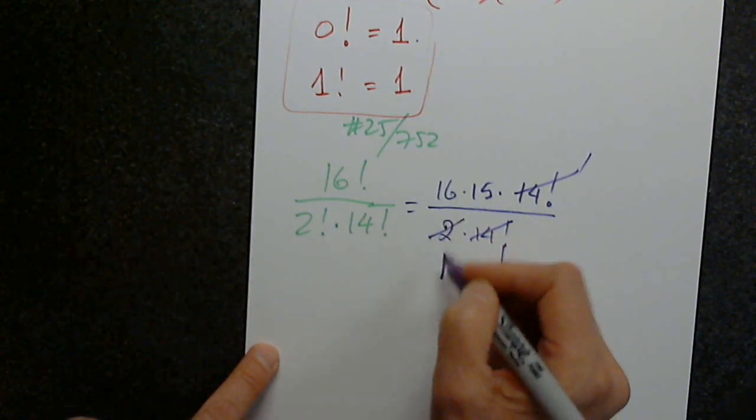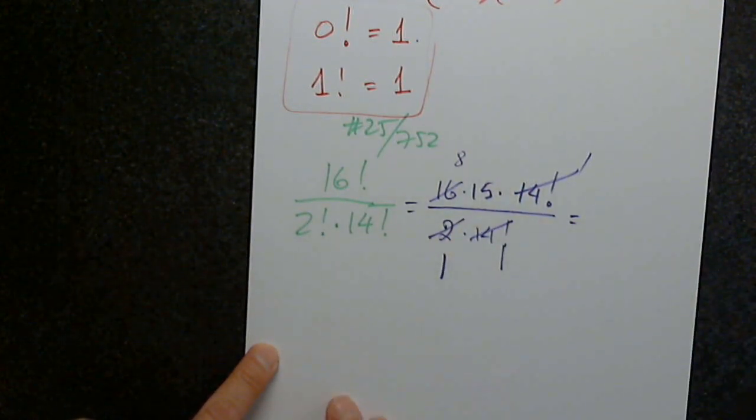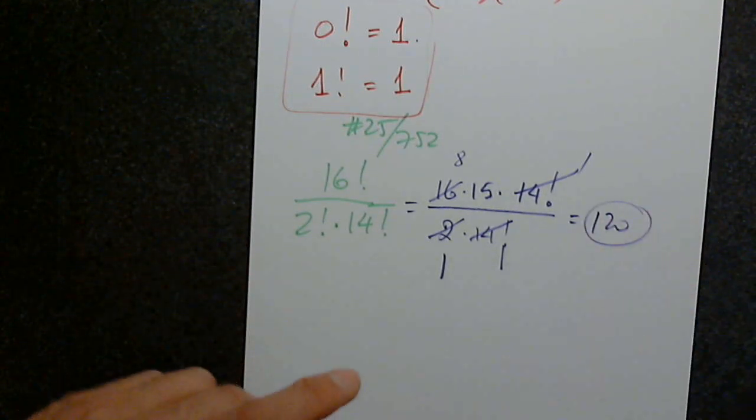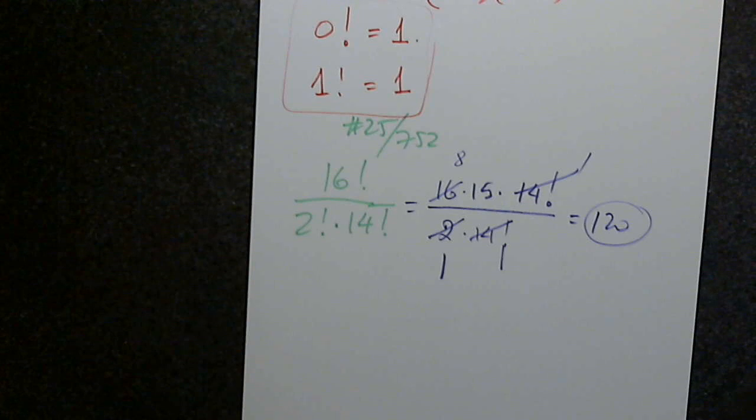I simplify by 2, and I get 120. Could you explain this just one more time? Sure. So it's 15 times 8, which is 120.